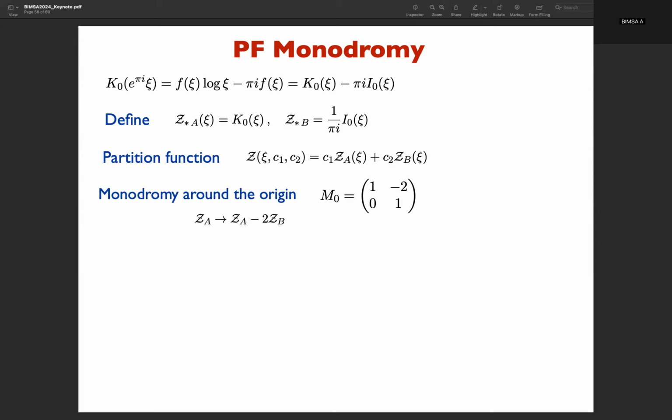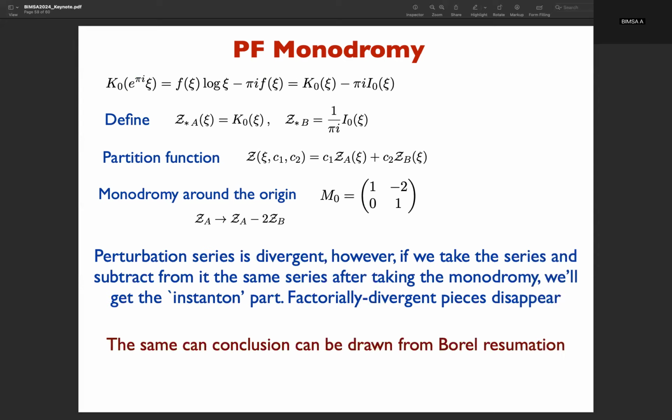The monodromy at the origin does the following thing with the period integrals. Perturbation theory is divergent. However, if you take the series and subtract from it the same series after doing the monodromy on the coefficients, you get a finite answer. That's in a sense what Borel summation is doing, but there you impose it by hand: you just divide all coefficients by the factorial and see what happens. This justifies that.